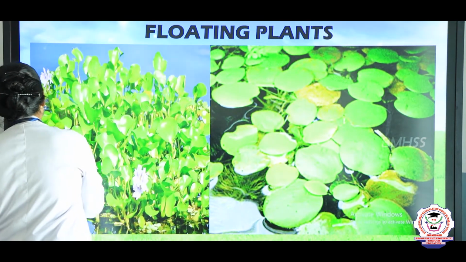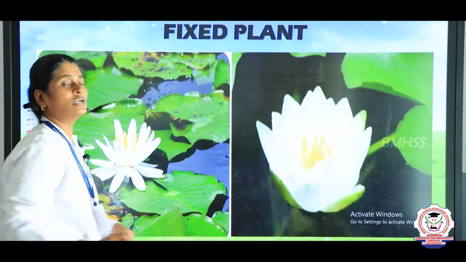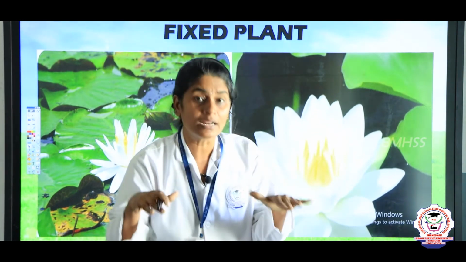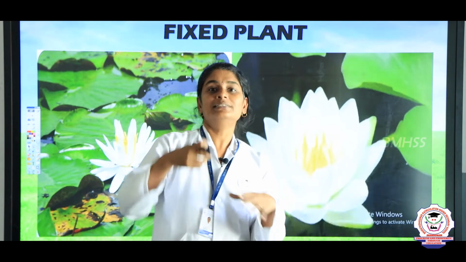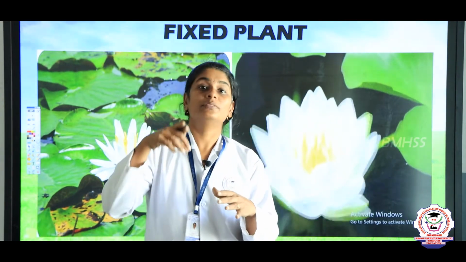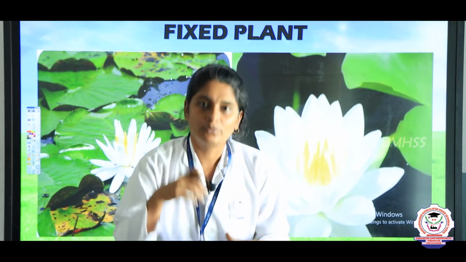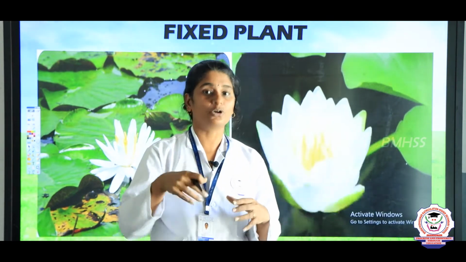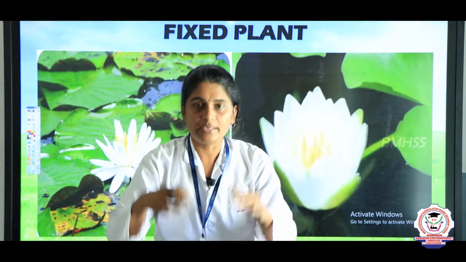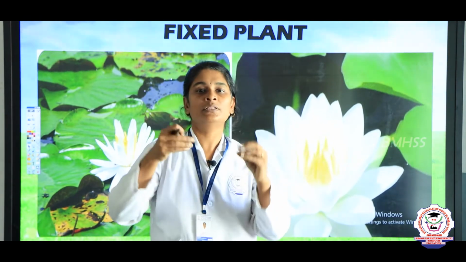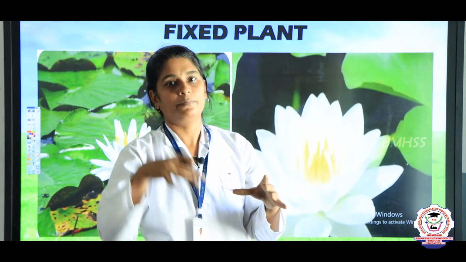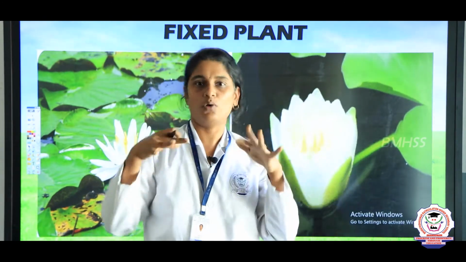Next we are going to see the fixed plants. What are fixed plants? Fixed plants are plants that float on the water, but their roots are fixed into the bed of the pond or a lake. By the help of the roots, the roots of these plants are fixed into the soil at the bottom of the pond. But the plants will be in the water only, right.